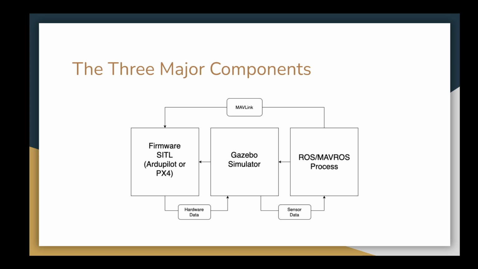On the right, there's the ROS and MAVROS process. This is where people will write their code, and they'll integrate with the rest of the system. ROS and MAVROS are able to communicate with the firmware and the flight controller through a protocol called MAVLink. MAVLink is a fairly standard protocol, and it's easy to use, but MAVROS abstracts away this protocol layer and allows people to use ROS topics and services over just a protocol.